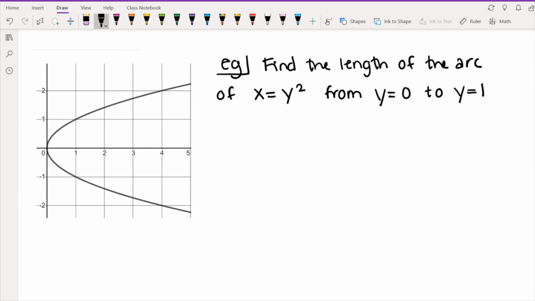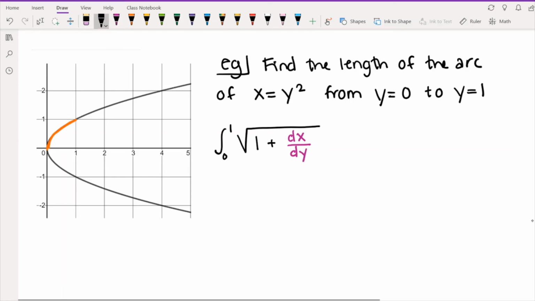So you could do this actually, if you wanted to, you could rewrite this as a function of x and do a square root, but let's stick with it in its form and integrate with respect to y. So this is what we're looking for, right? This piece right here. And so we're going to do the integral from 0 to 1. So remember, we're looking at y values here. And then we're going to want to do the square root of 1 plus, and now we're going to take the derivative of x with respect to y, and integrate with respect to y.